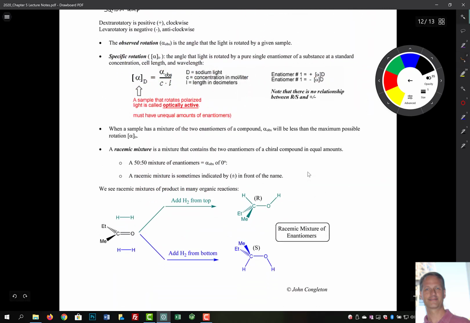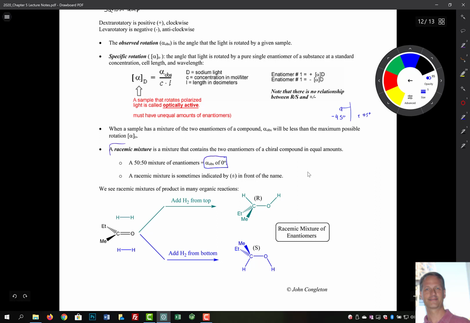Now, a couple of important points just to mention here. When a sample has a mixture of the two enantiomers, the observed rotation will be less than the maximum possible rotation. So if it's negative 45 degrees and then a positive 45 degrees, then if a mixture is present of those enantiomers, you're going to be somewhere in the middle. Now, what happens if you have exactly 50-50? So 50% of the time you're getting a negative 45, and the other you're getting a positive 45. So they just cancel each other out, and then you end up getting an observed rotation of 0.